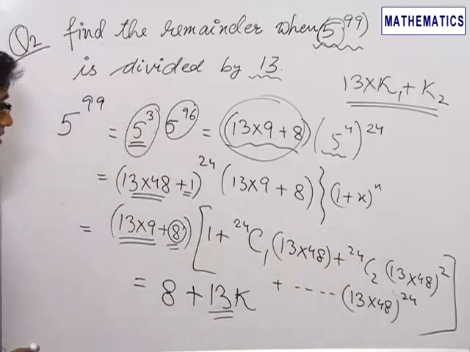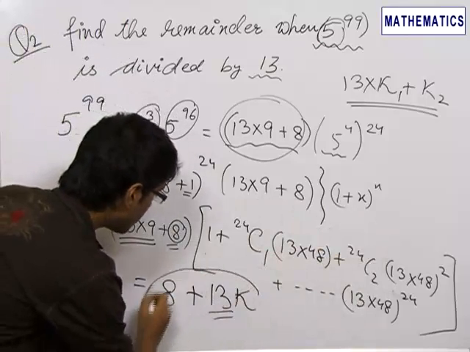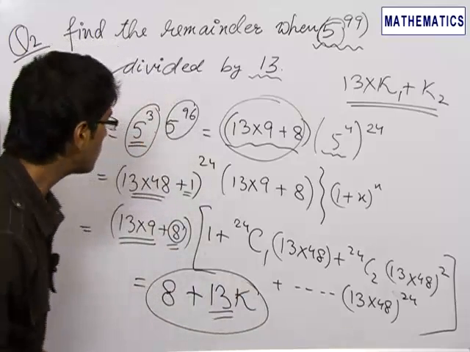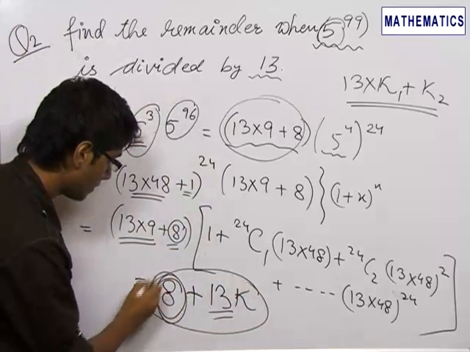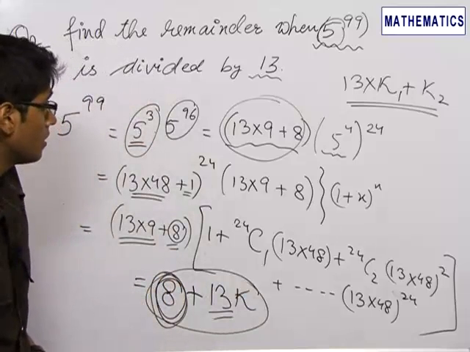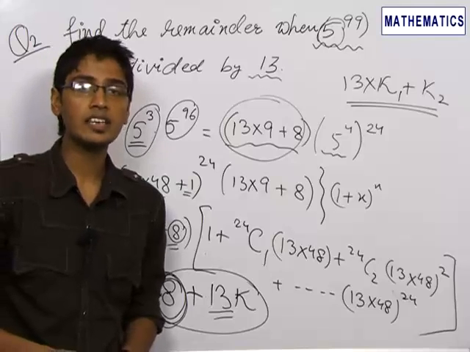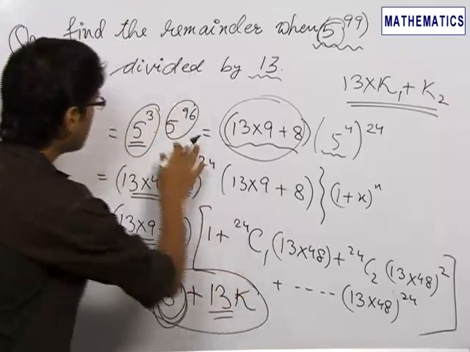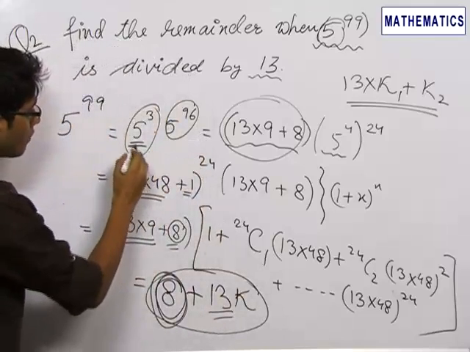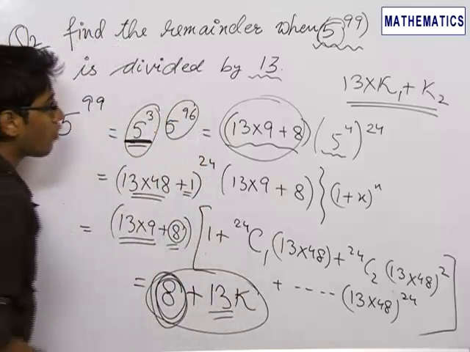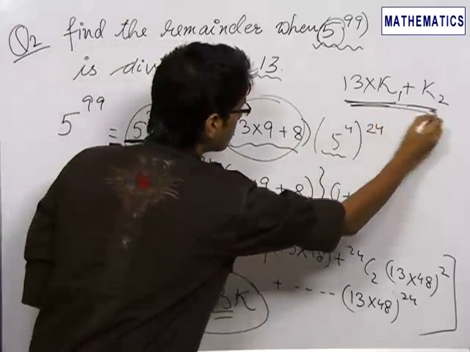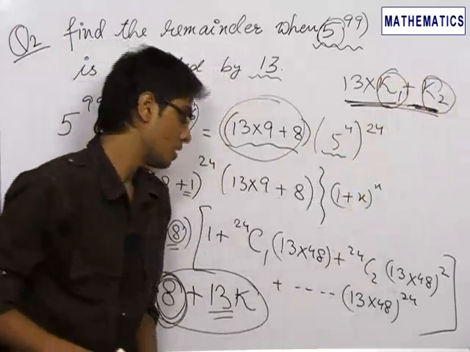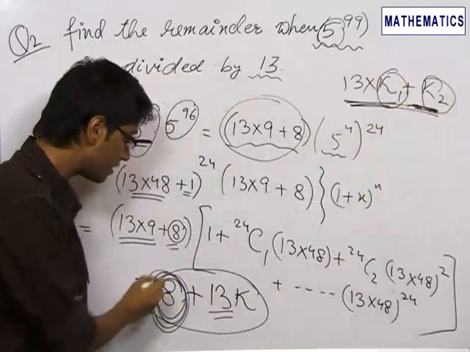So we can very clearly see when this thing is divided by 13, the remainder which would be left is 8. So our final answer is the remainder is 8 when 5 power 99 is divided by 13. The concept which we used in this problem was to convert each of the factors in the form of 13k1 plus k2, where k1 and k2 are some integers. So our final answer is remainder is 8.